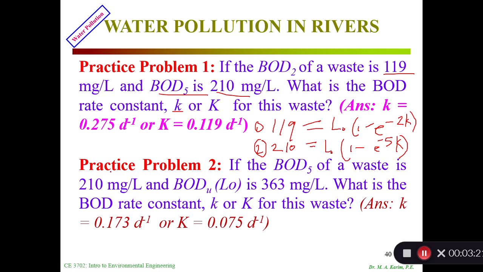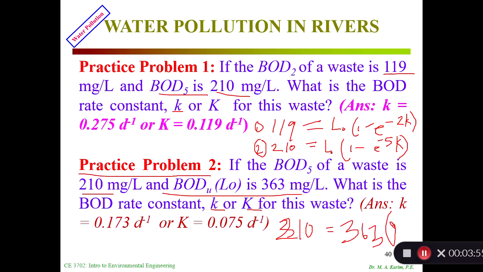The second one is very similar. If the BOD5 of a waste is 210, it looks like the same problem, and the BOD ultimate is given, in this case 363. Then what is the BOD rate constant, k or capital K? In this case, it should be very easy to do. We have 210, BOD5, equal to the ultimate BOD, L0, 363, right?